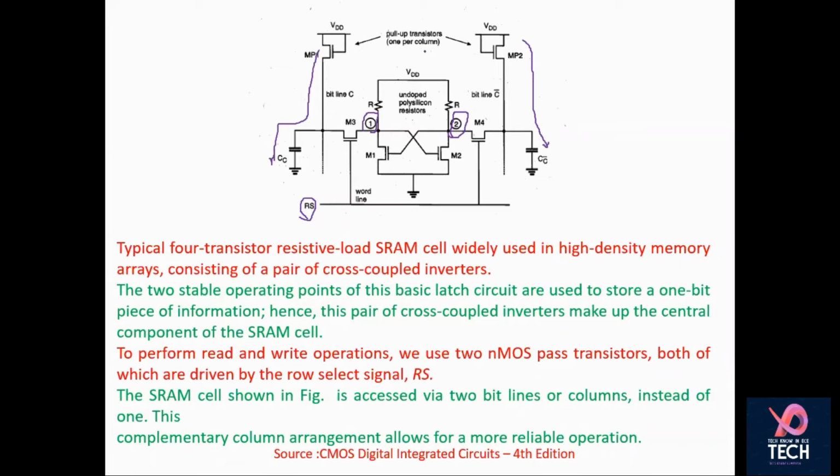So here you have pull-up transistors. They are used to charge the bit and bit bar lines, and here you are also providing this signal, word line or read select, which is the row select, to access the contents of node 1 and node 2. This can only be accessed when M3 and M4 are on. Otherwise, they cannot be accessed. So to perform that, you need the signal to be activated. So this is about this particular thing.